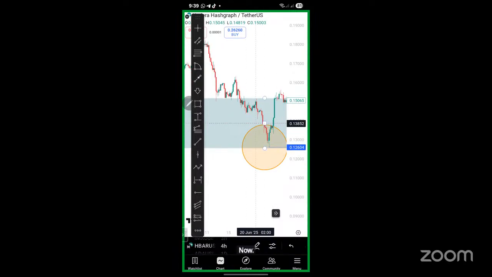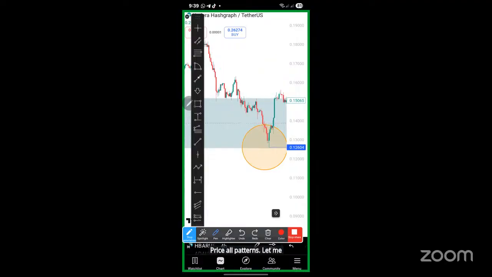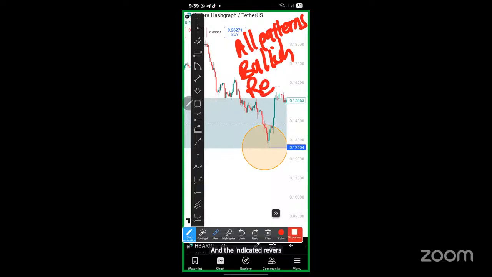Now, all patterns, let me show you like this. All patterns that are bullish and indicate reversal, all bullish reversal signals are valid when they are in the demand zone.